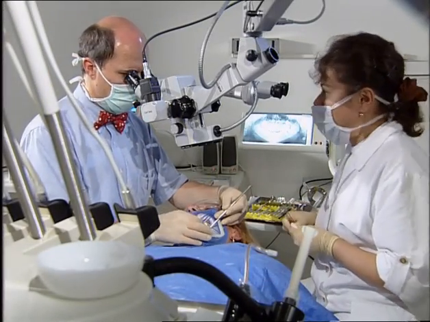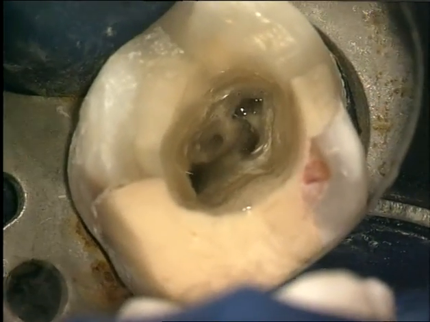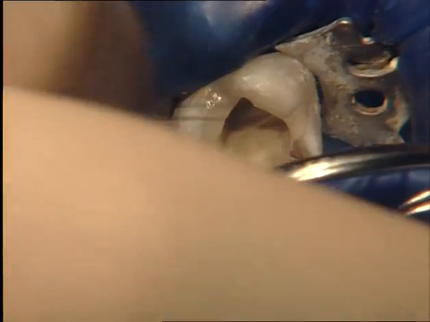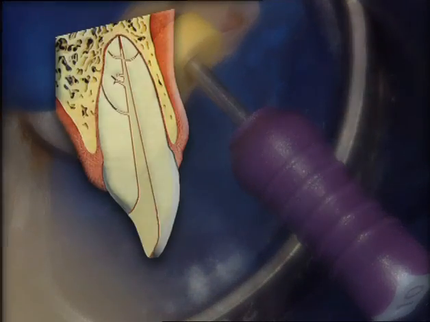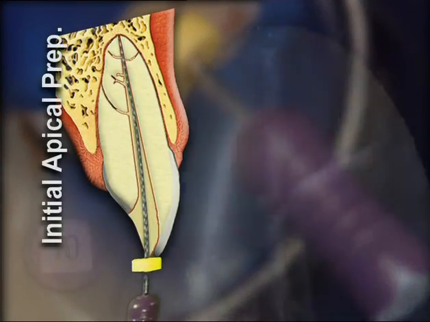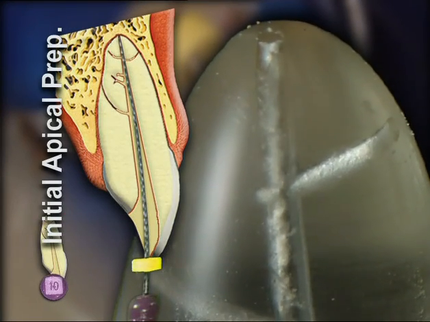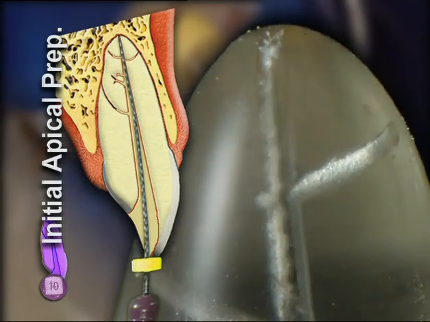The Schilder technique of cleaning and shaping will be demonstrated in the distobuccal root canal system of our patient. During the initial apical preparation, very small pre-bent flexible files are used gently to tactilely feel and see with the instrument. The next step is to follow the path of the radiographic terminus and to check the patency of the apical foramen.